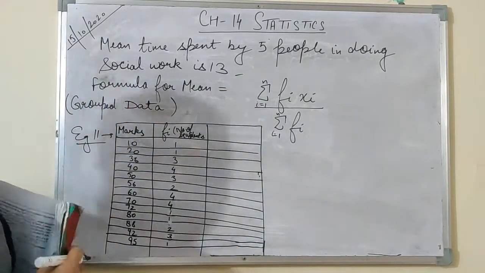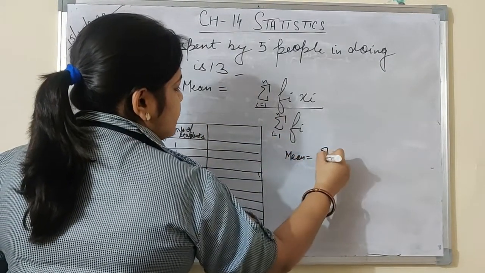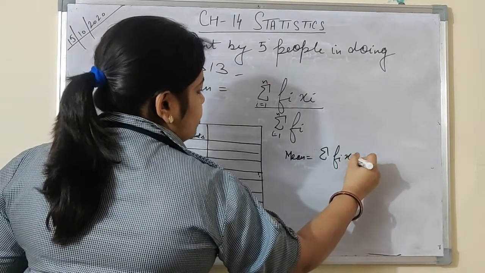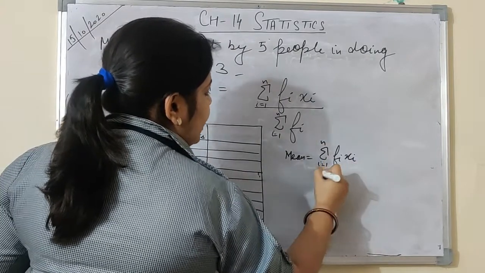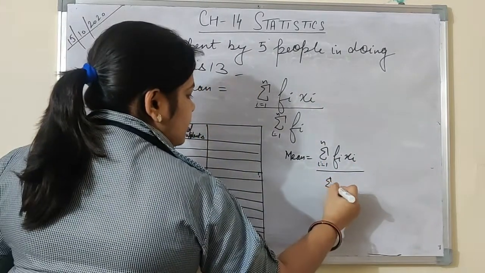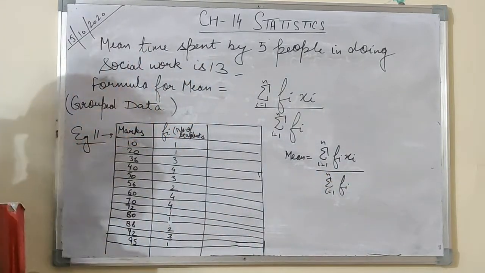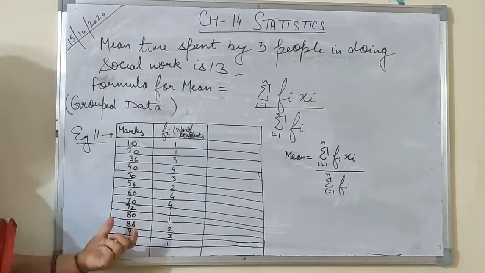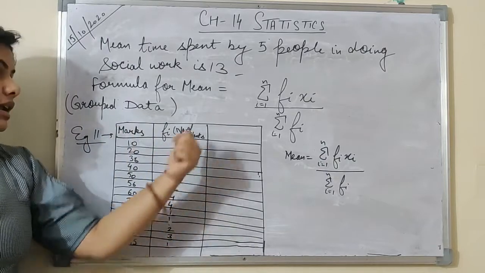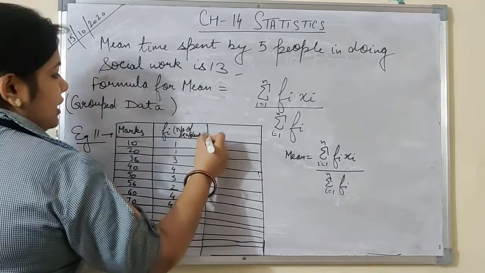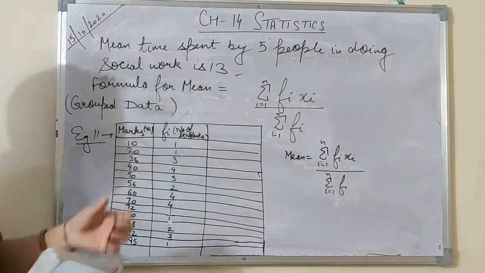Now, as we have to find the mean in this question, we know that the formula of mean is summation fi xi, where i is from 1 to n, upon summation fi, where again i is from 1 to n. Now here you will observe that I have made 3 columns. In the first I have written marks, then fi. The third column is for fi xi. As you all know, these marks will act as xi.